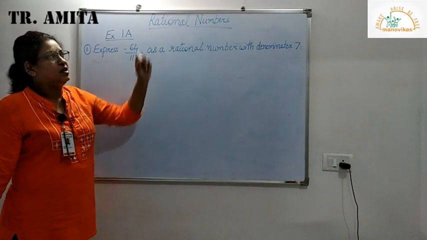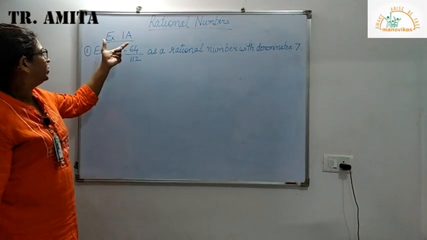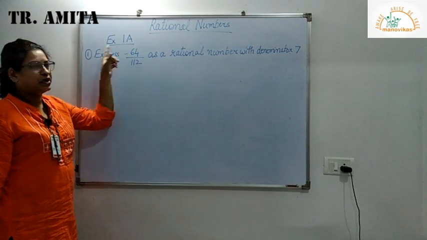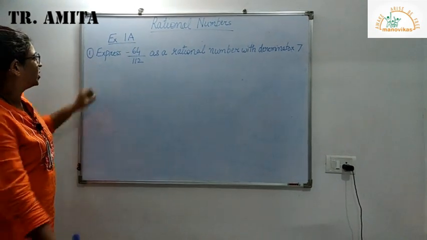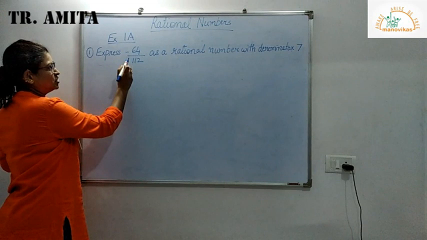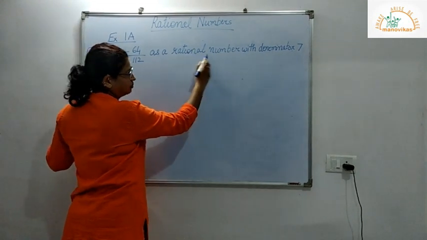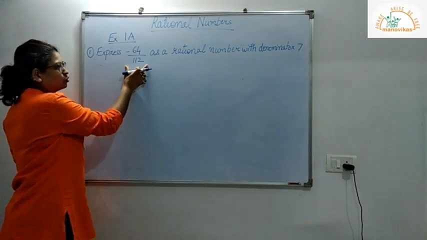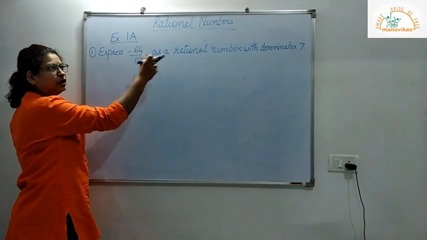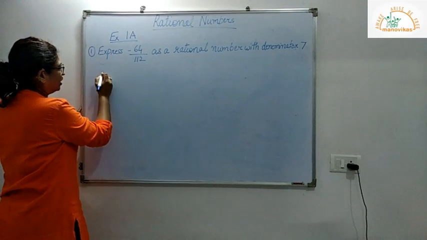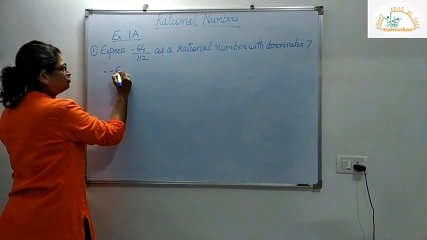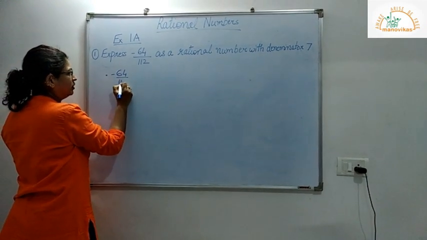Continue with the lesson Rational Numbers of Standard 8 with Exercise 1A. The first problem in Exercise 1A: express -64/112 as a rational number with denominator 7. So we have to express this given number with denominator 7. We take the number, that is -64 upon 112.